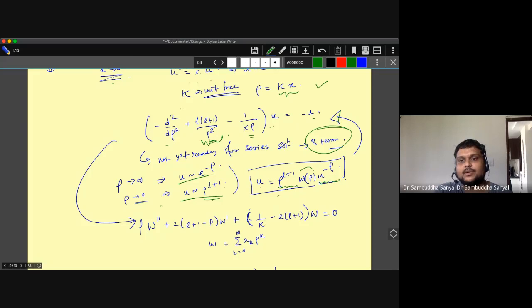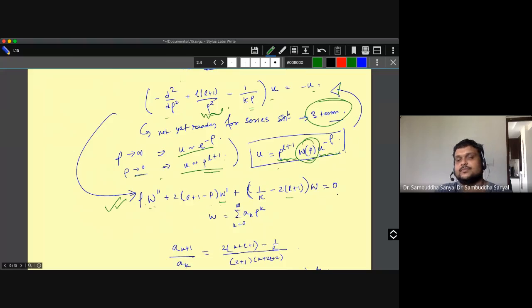So now my only unknown factor is w of rho, which I want to know, the form of the equation at intermediate rho. So now if I plug that in, I'll get an equation of this form, which is rho w double prime, which is the second derivative of w with respect to rho, plus 2 into l plus 1 minus rho w prime, which is dw d rho, minus 1 by kappa minus 2 into l plus 1 w. So this is the form we get.